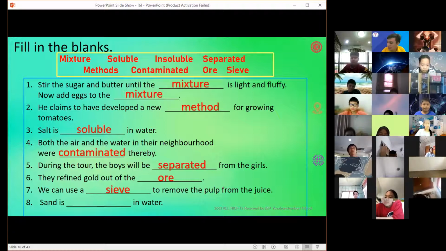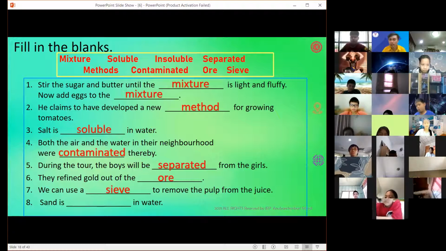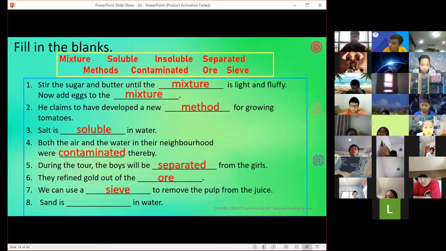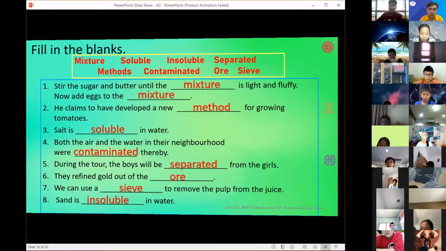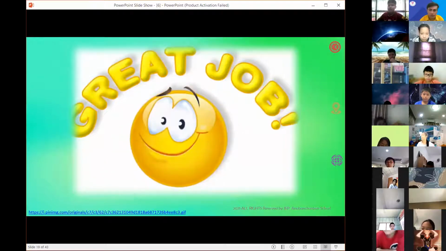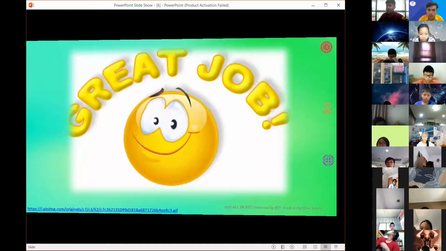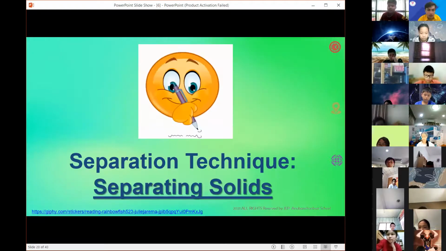So for number 8, sand is blank in water. Insoluble. Very good, Chuntida. Very good. Sand is insoluble in water. All right. Great job, everybody. Amazing. Good. All of you are great. Okay, so let's proceed to the main topic that we have this morning.